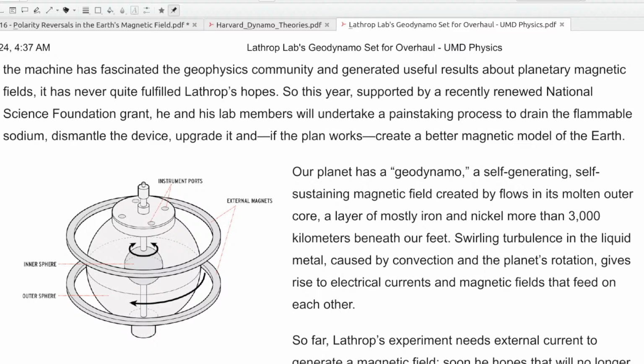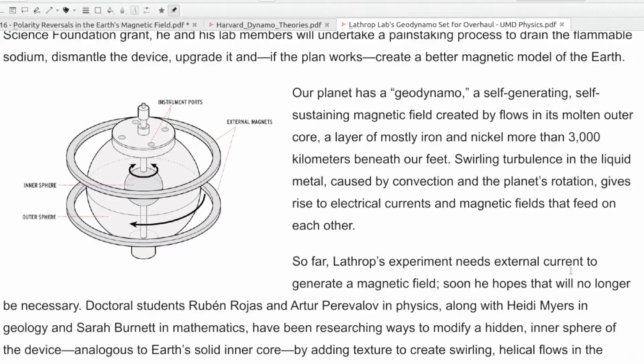Our planet has a geodynamo, a self-generating, self-sustaining magnetic field created by flows in its molten outer core, a layer of mostly iron and nickel, more than 3,000 kilometers beneath our feet. Swirling turbulence in the liquid metal caused by convection and the planet's rotation gives rise to electrical currents and magnetic fields that feed on each other.